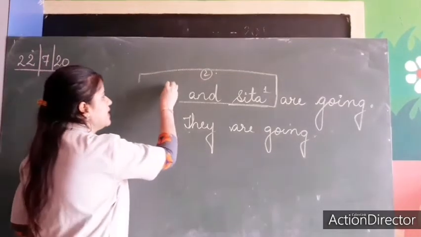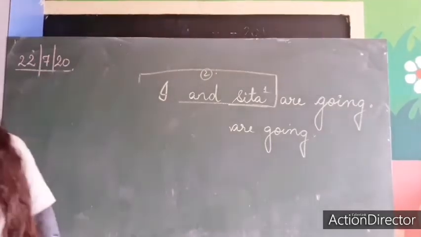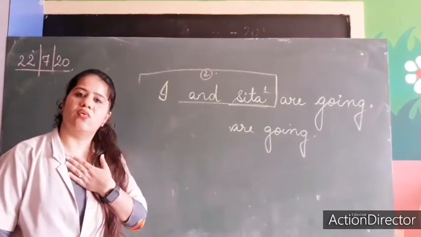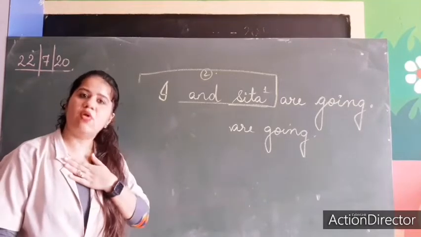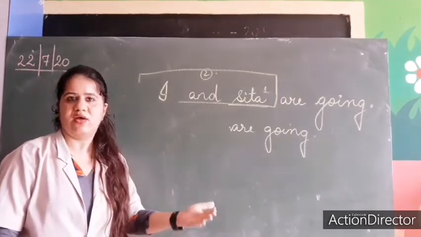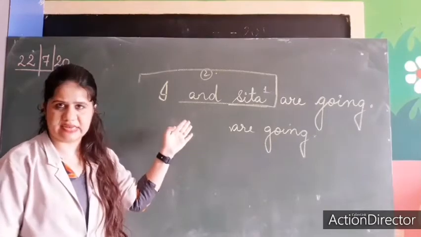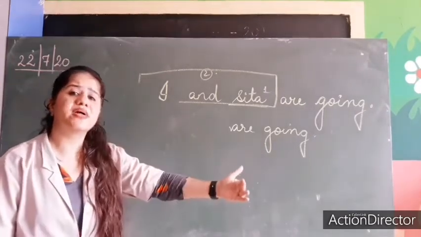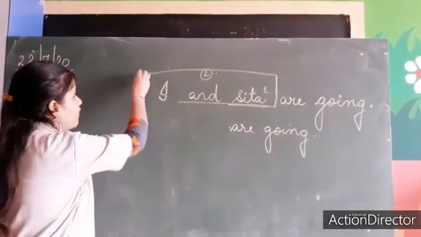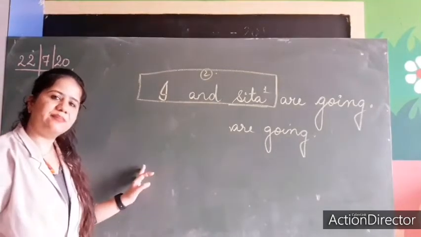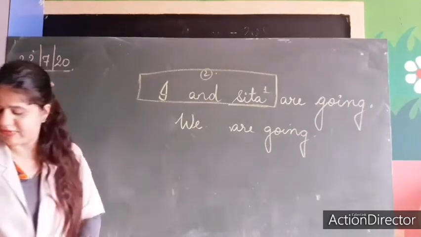Suppose in place of Anu it is I. That means I am also included now. I and Sita are going. I am also included and Sita is also there. Whenever I am also included in the sentence with the other person, I use we. I and Sita are going. So in place of I and Sita, what will come? We will.